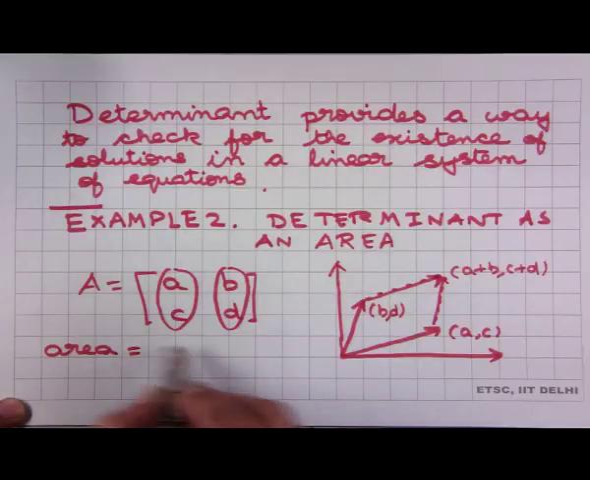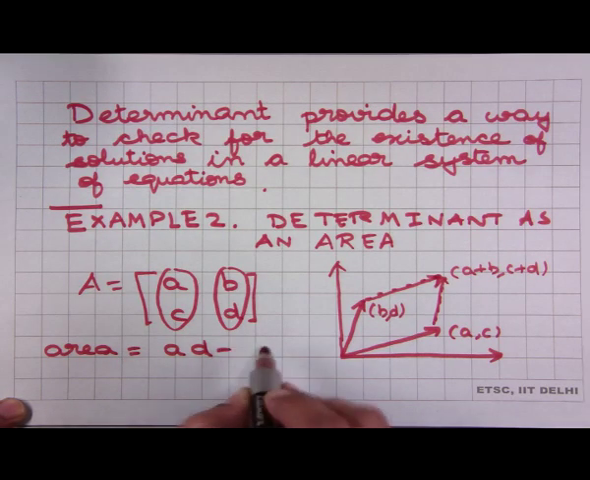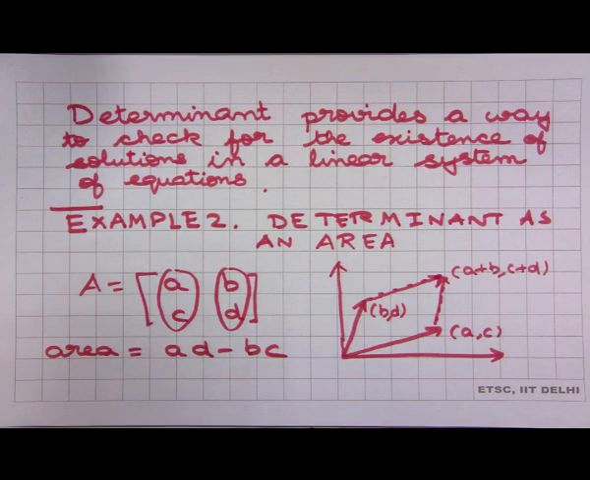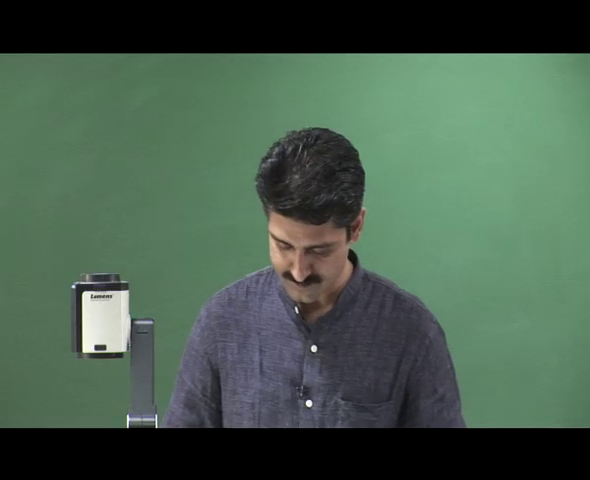What I submit is that the area of this parallelogram is nothing but the same quantity that we were checking in the previous example as being non-zero for the existence of solutions, and that is what we should formally define later as the determinant. So, the area is nothing but AD minus BC. How does that come? Let us look at that.